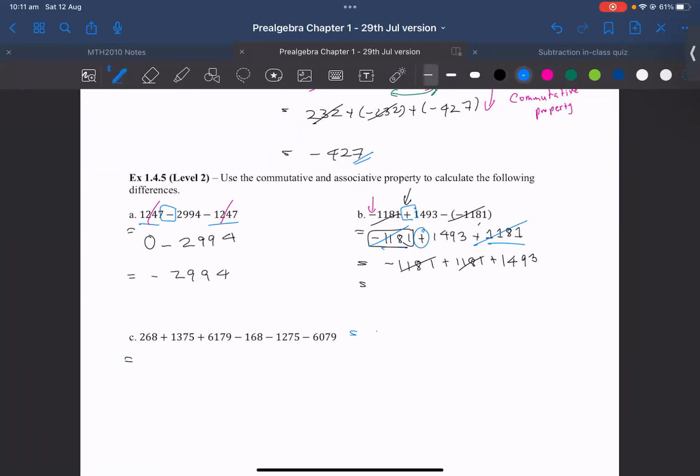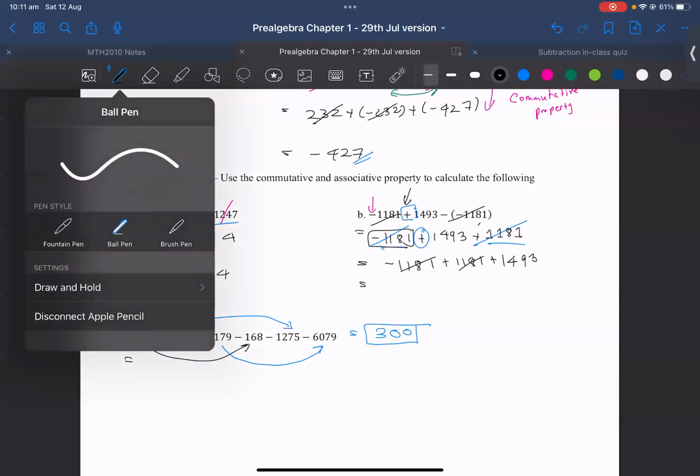It's actually 300. So Ryan, you had a very good idea. You said something to do with 100. And that's correct, because the idea here is that this pair, when you subtract, becomes 100. This pair becomes 100, and this pair becomes 100. Look, 268, 168, they're 100 apart. 1375, 1275, 100 apart. 6179, 6079, 100 apart. So we have three pairs of 100.